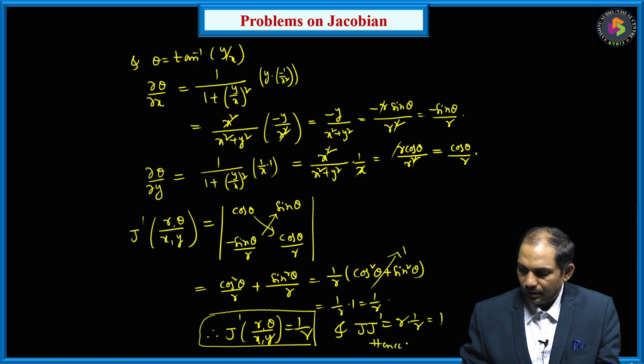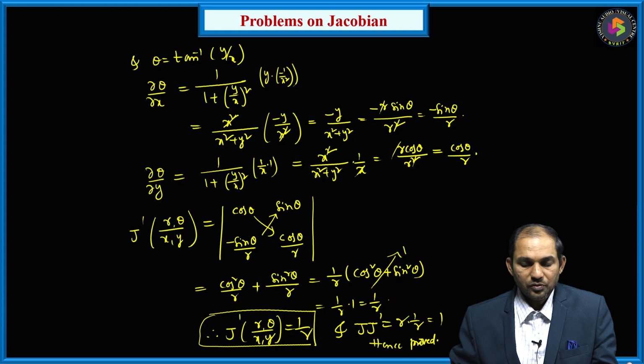So, hence this is how you are supposed to find the Jacobian for any dependent variables in terms of independent variables. Thank you for watching. In the next class, we will see another problem associated with Jacobians.